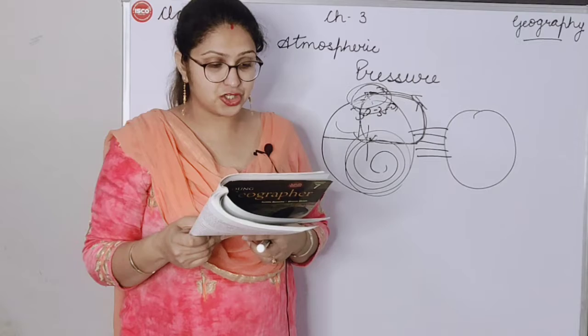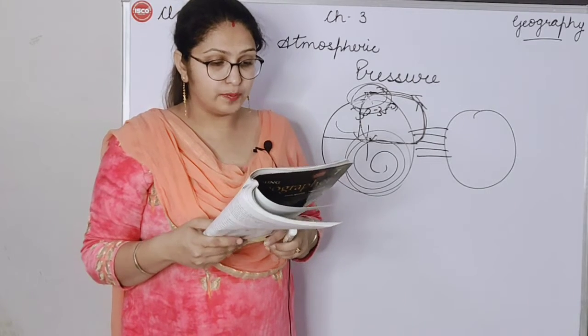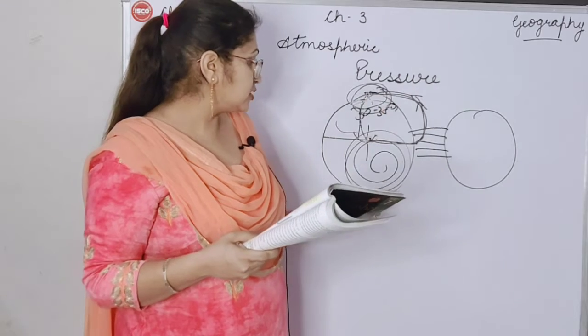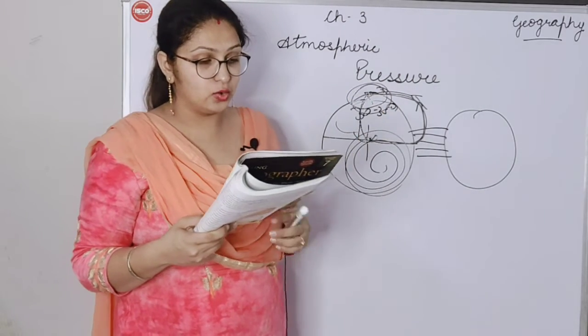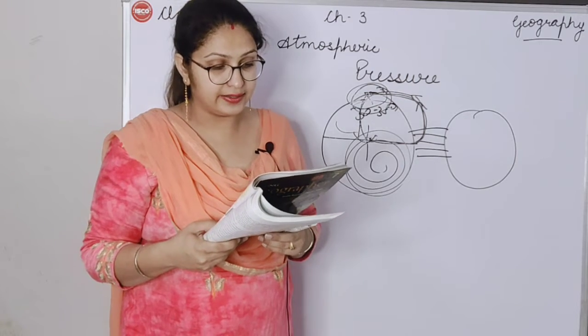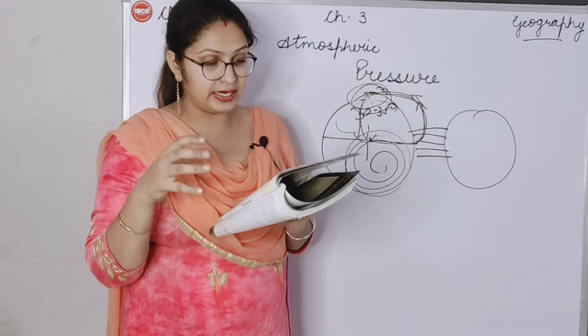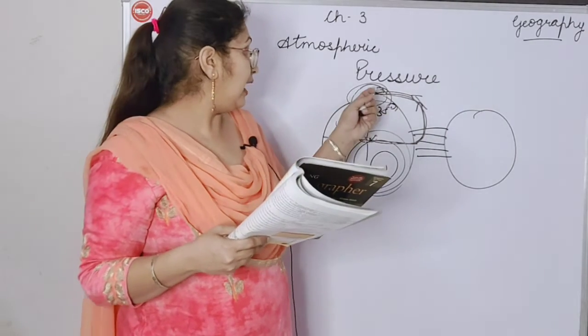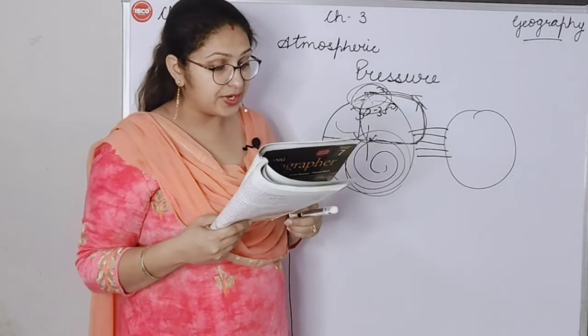Then the polar high pressure belt. The north and south poles have very low temperatures. So here at the poles it is very cold. The low temperatures make the cold and heavy air collect at the poles. So the air is collected there, making a region of high pressure. So at the ends there is high pressure.